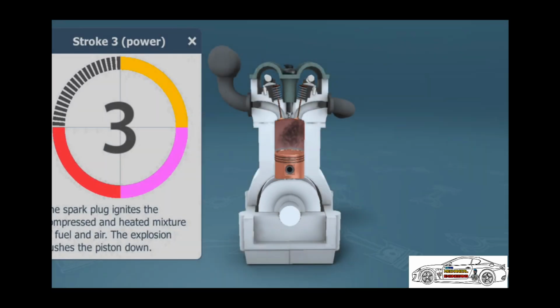The third stroke is the power stroke. The spark plug ignites the compressed, heated mixture of fuel and air. The explosion pushes the piston down.